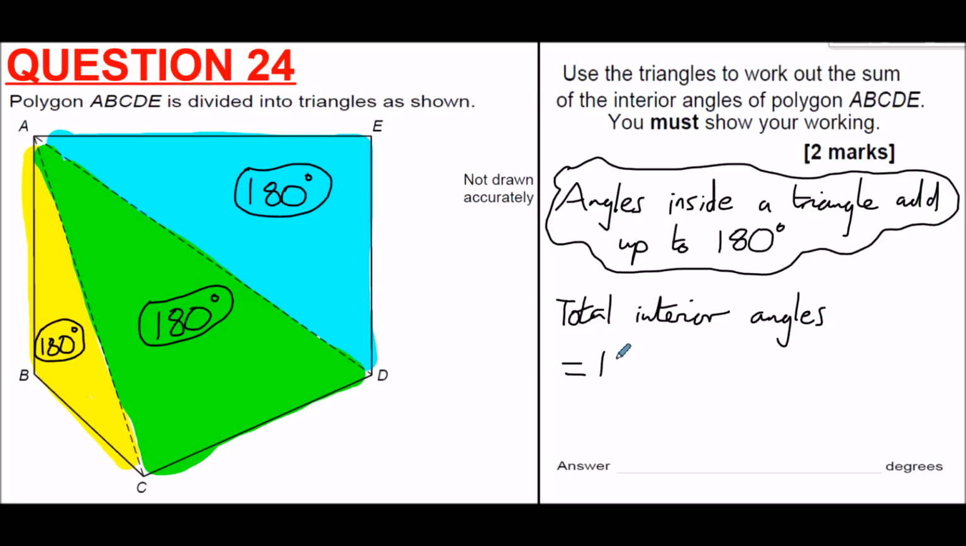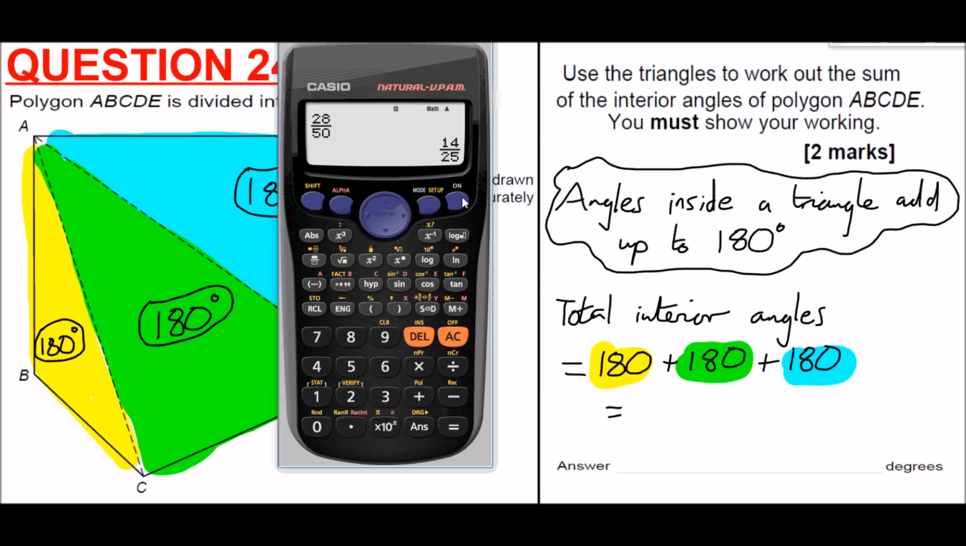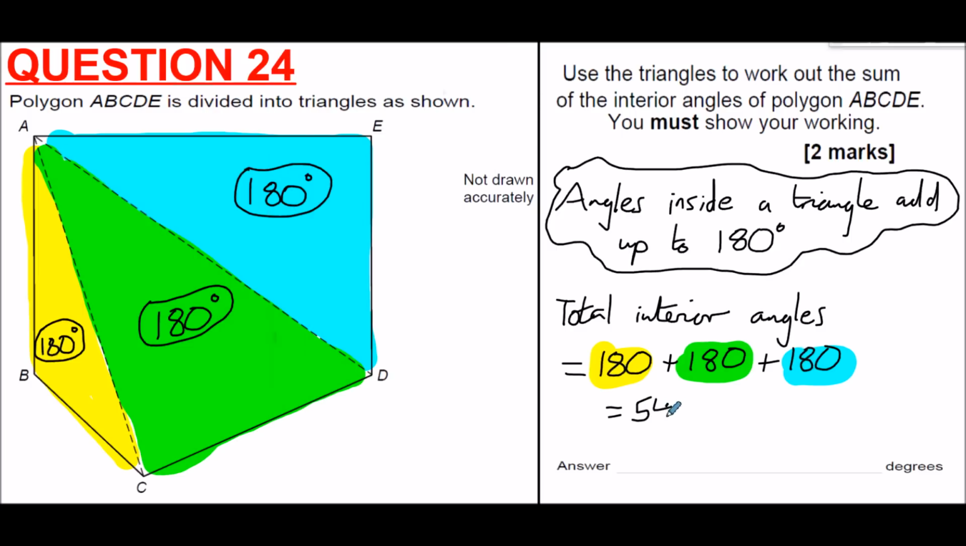is 180 for the first triangle, plus 180 for the second, finally plus 180 for the third. That's all it is. Or you could just say 180 multiplied by 3. So 180 plus 180 plus 180, or 180 multiplied by 3, your calculator will nicely and politely tell you that it's 540. So the total of the interior angles would be 540 degrees. That's all we need to do for question 24.